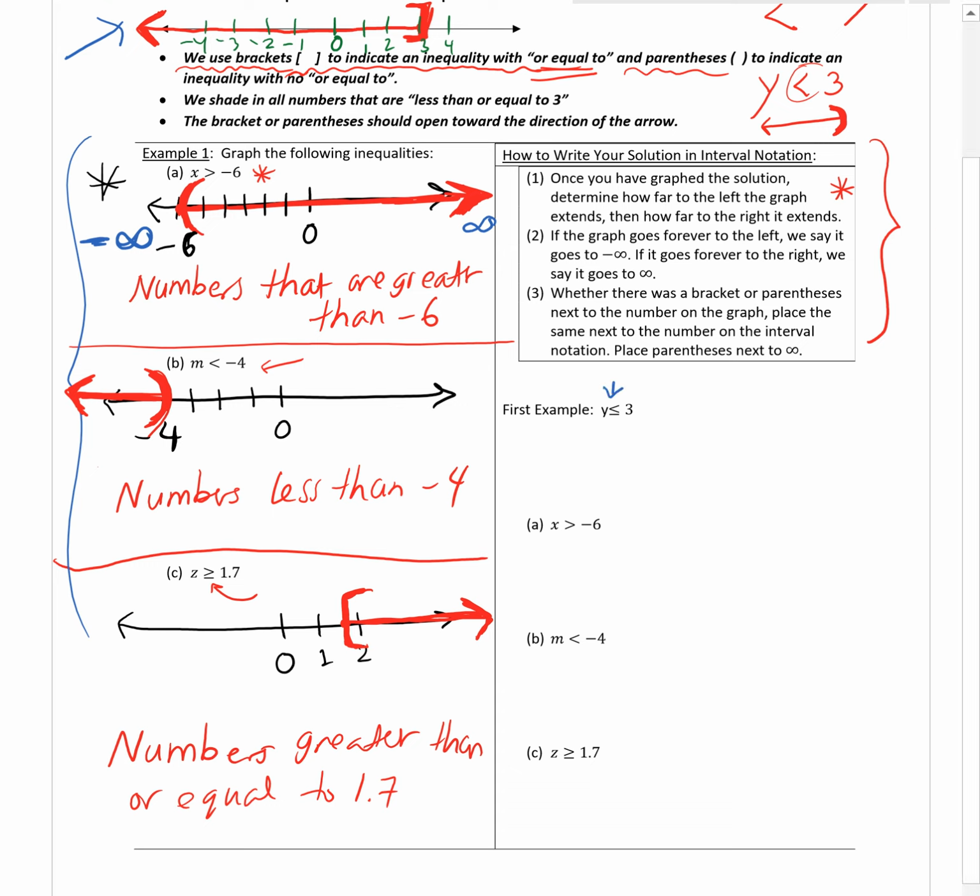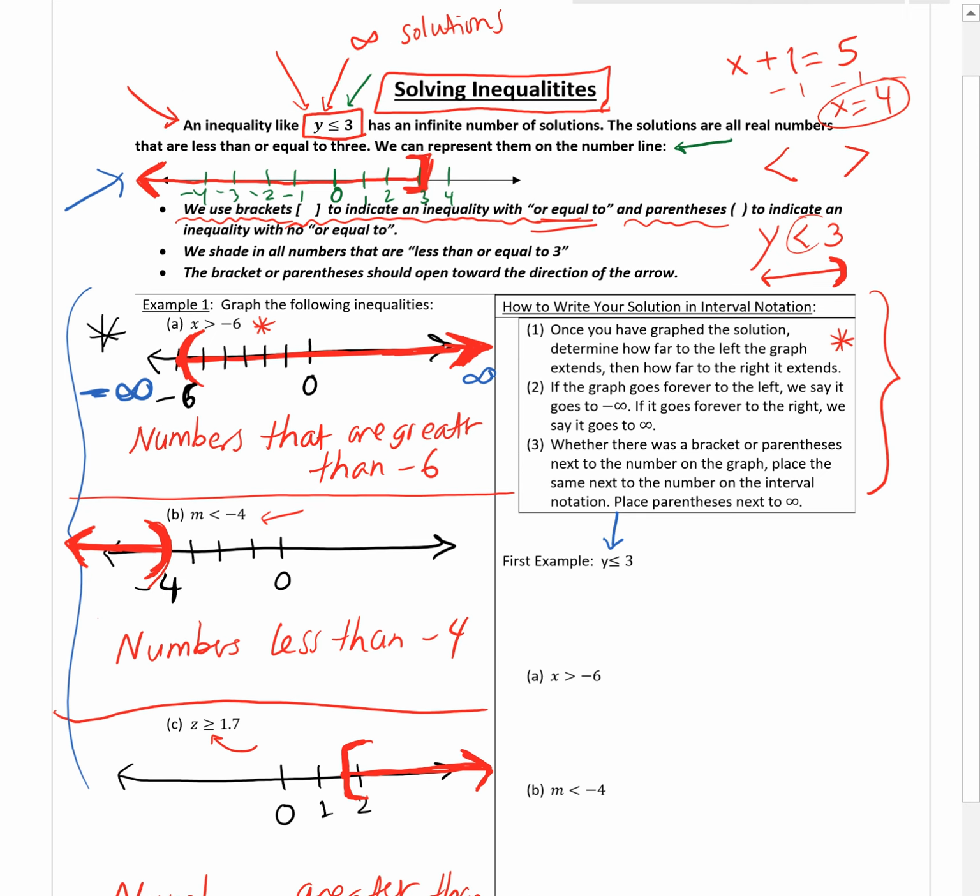This was the first example we did. It was y less than or equal to 3. We graphed that guy. So we have the graph up there we're going to keep referring to. So it says, step 1, once you have graphed the solution, determine how far to the left the graph extends, then how far to the right the graph extends. All right, so if you look back up at that first graph we did at the very top of the page, I'm going to write, okay, how far to the left does the graph extend and how far to the right? That's what I'm going to put here.